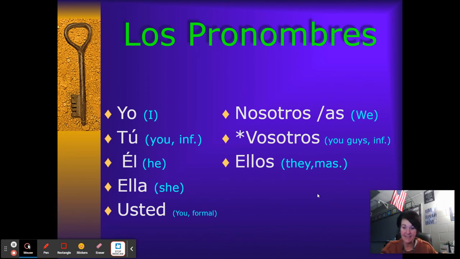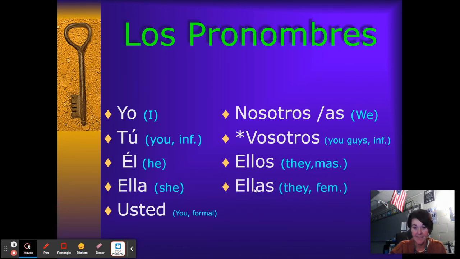Next is ellos, and that is they and masculine. So this is going to be all guys or a mixed group of guys and girls. Next is ellas, and that also means they, but this is only females. So if you have even one male in a group of 400 girls, you're going to use ellos instead of ellas. And then the last one is ustedes, and that is you guys, but in the formal sense.